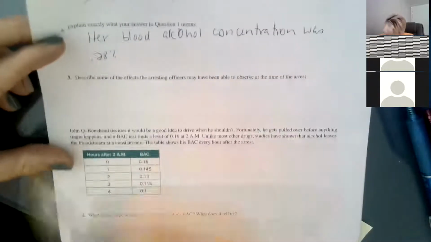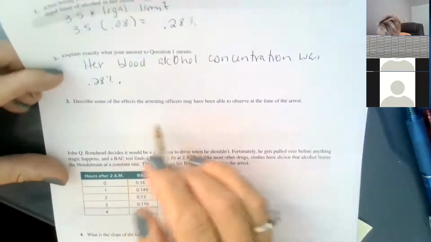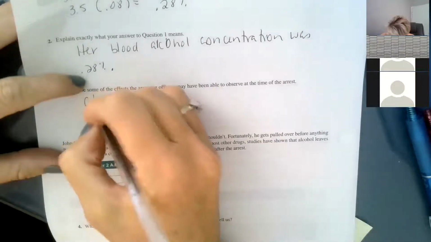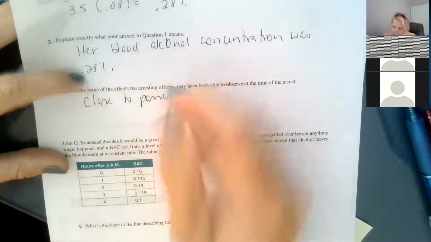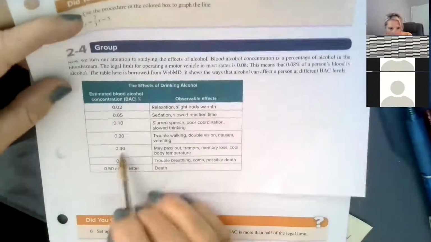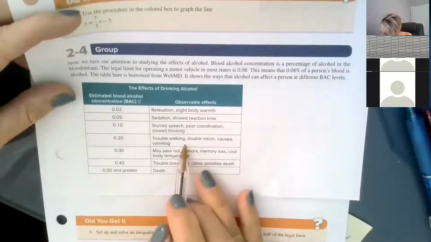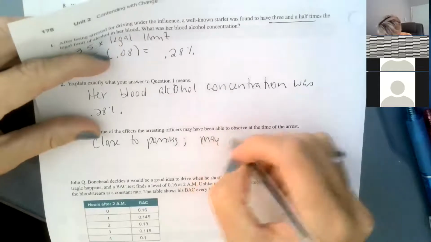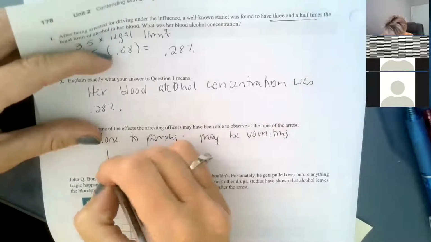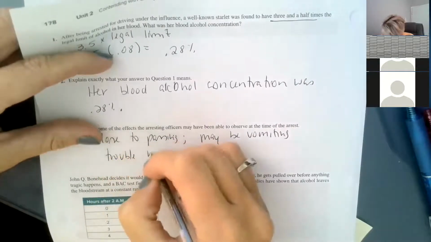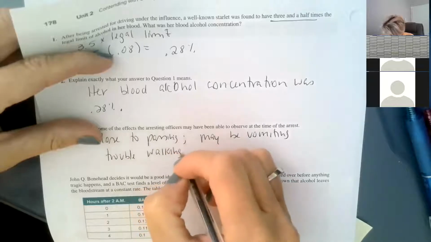Crazy. Describe some of the effects the arresting officers may have been able to observe. So she would be close to passing out. What else? So she's above the 0.2, very much above. So probably trouble walking, double vision, nausea. She might be vomiting. What did it say? Double vision.